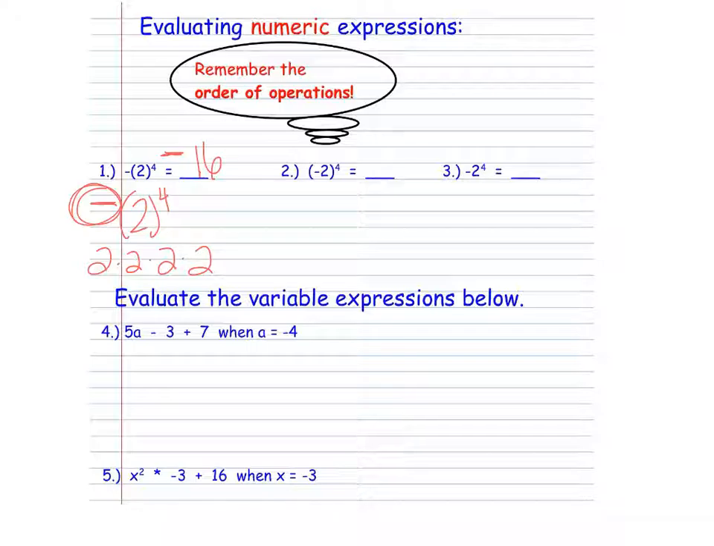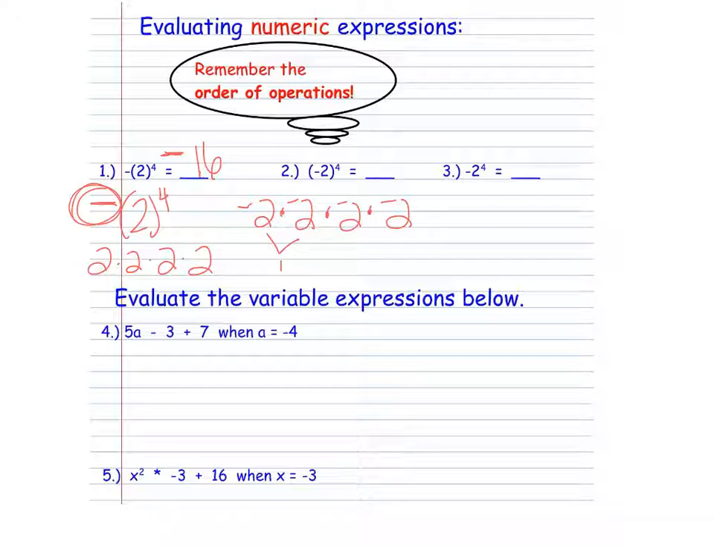Now look at number 2. I want you to notice that the negative sign is inside the parentheses. That's going to impact our thinking. In this one, because the parentheses attach the negative and the 2 together, they're both inside, we think negative 2 times negative 2 times negative 2 times negative 2. We think about the negative the whole way through the process.